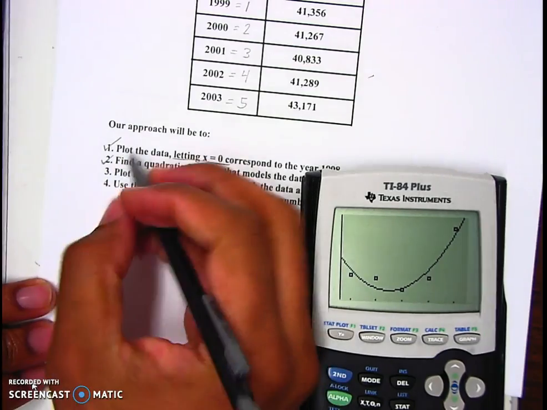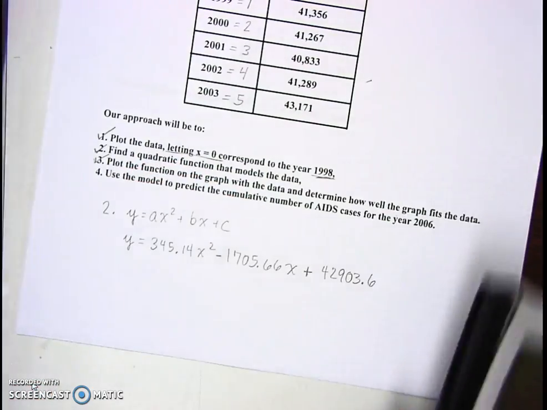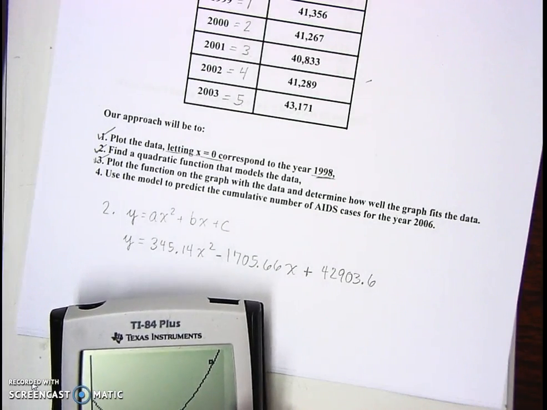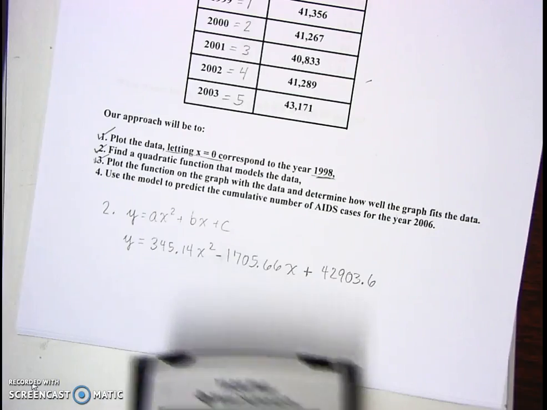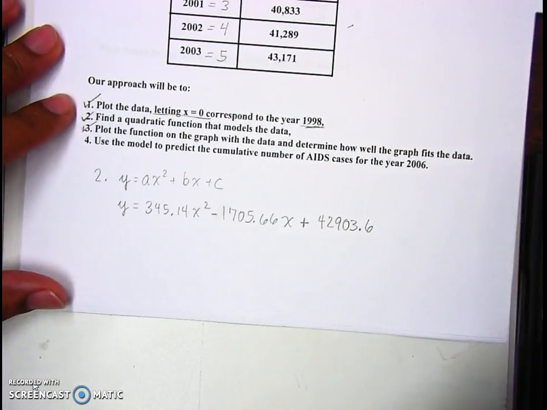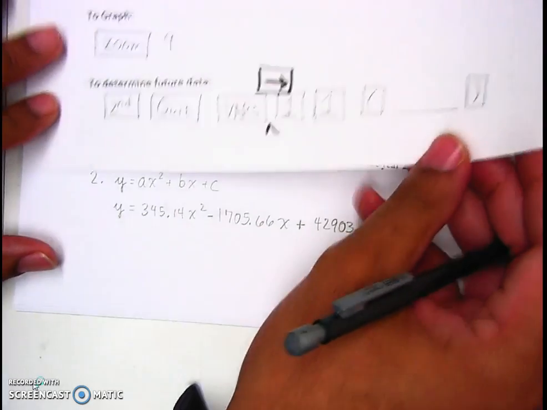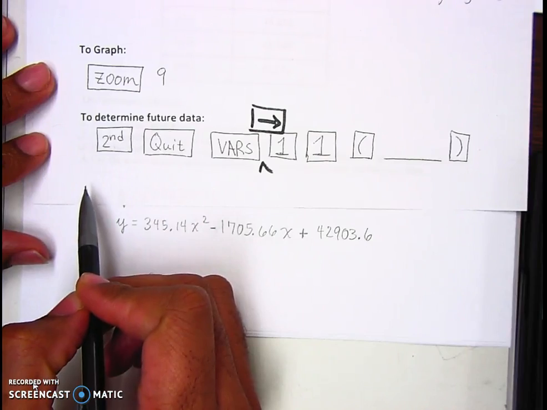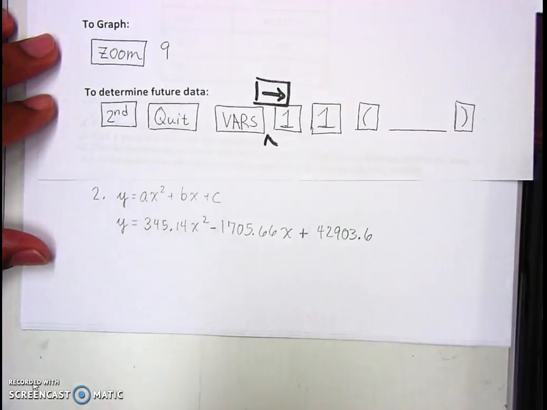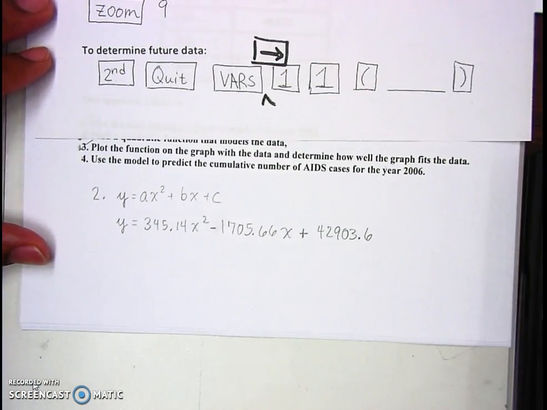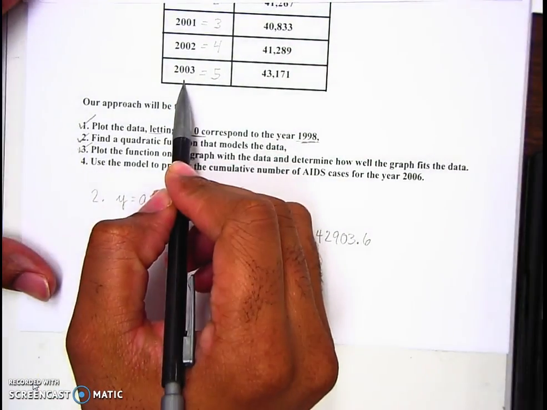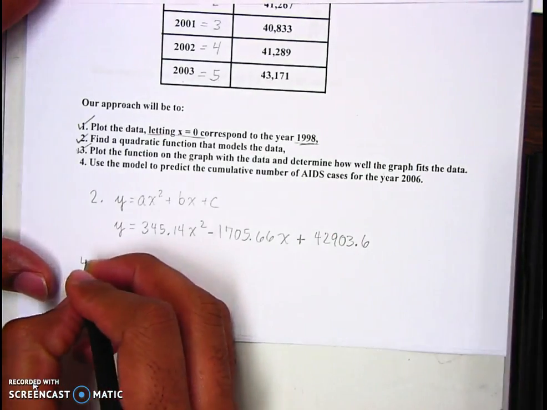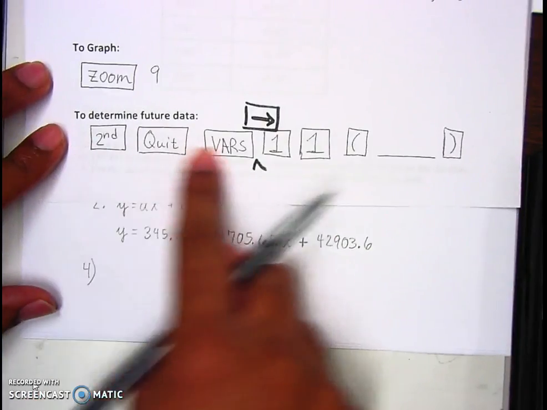So we plotted it and we looked at the graph. And the last thing is to use the model to predict the cumulative number of AIDS cases for the year 2006. Whenever we predict something, we're determining future data. Whenever they say to predict or figure out what's going to happen in the future, or a date that's past this date right here, that means you're looking for the future. So for number 4, we're going to do this part here.